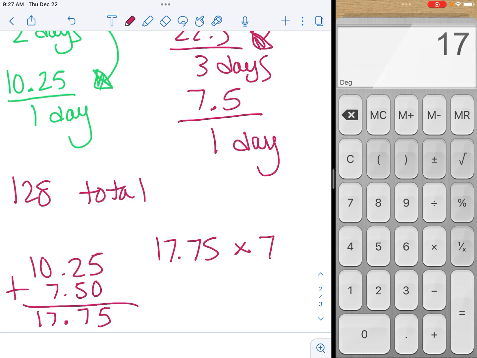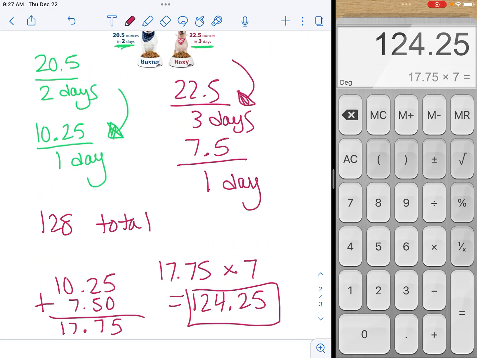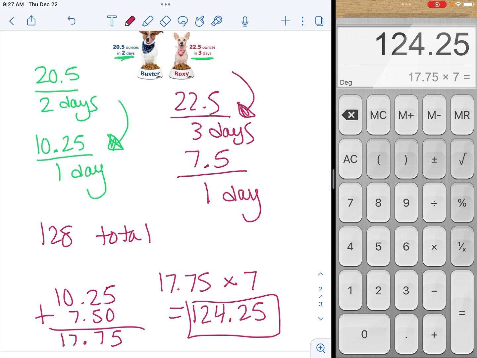So do I have enough food? I'm going to go ahead and multiply how much they eat each day by my 7 days, and in total I know that they are going to eat 124.25 ounces. And my bag of food, I have 128 ounces. So yes, I do have enough to feed the dogs for 7 days.